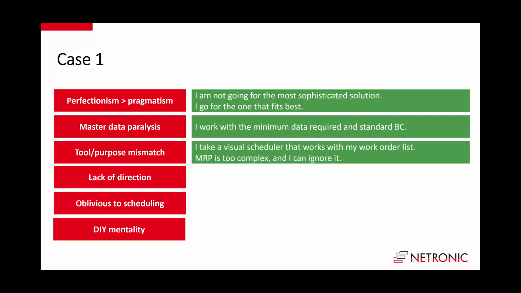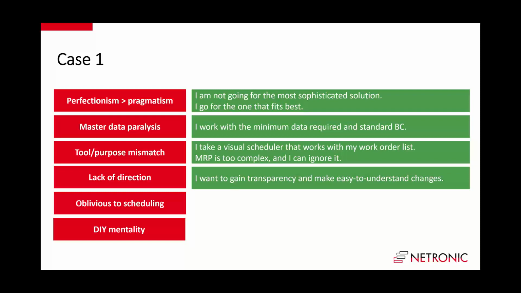I take a visual scheduler, a drag and drop scheduler that works with my work order list. I want to integrate it so that whenever I make scheduling changes, my work order lists are updated. MRP might be too complex for me and I can ignore it, so I don't need to take care of integrating with some MRP planning. What I want to achieve is to gain transparency and make easy-to-understand changes to my schedule in case I need to do this.